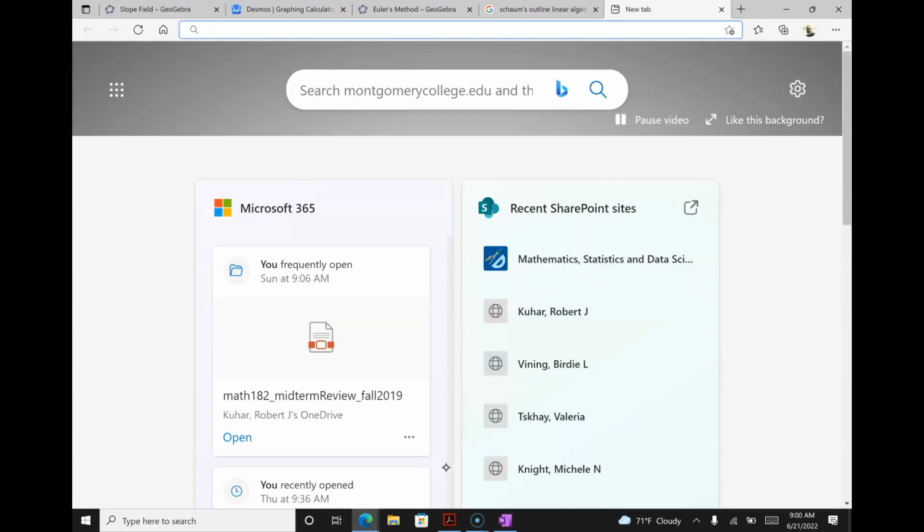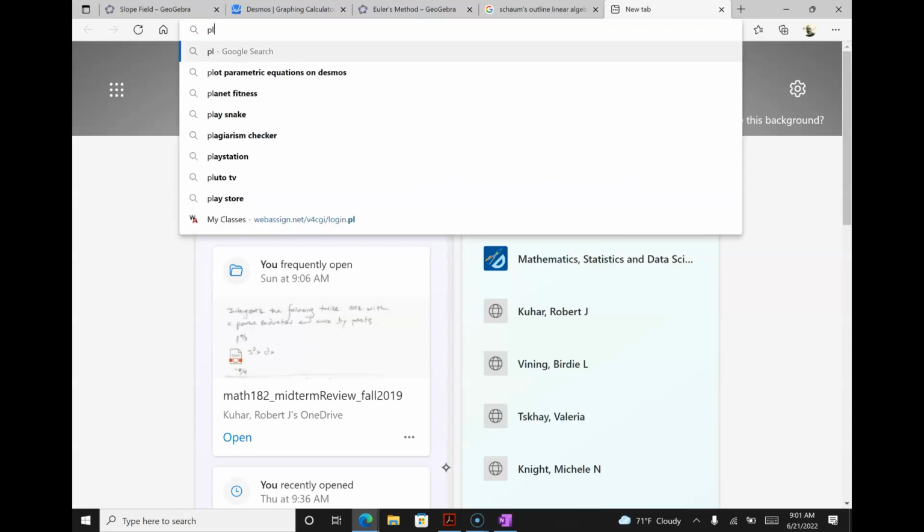Brand new web page. So plot sequences on Desmos.